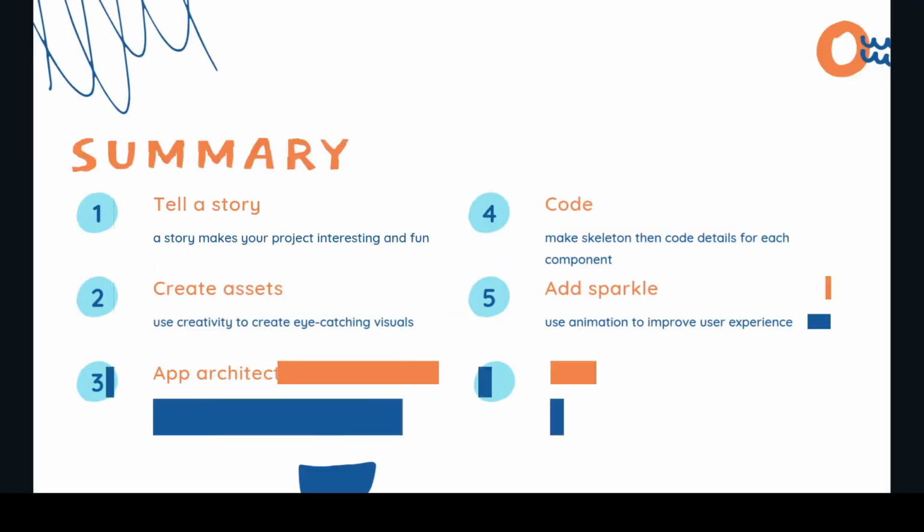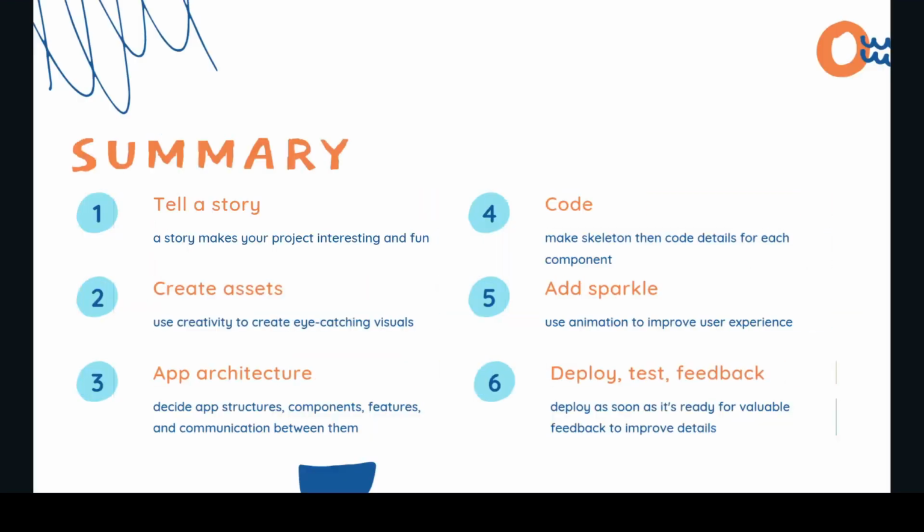In summary, to build a project, you can follow those steps. First, tell a story. Make sure you write a story that makes the project interesting and fun. Second, create assets. Use your creativity to create some eye-catching visuals to enrich your project. Third, app architecture. Decide the app structures, components, features, and how you plan to communicate between them. Fourth, code. Let's get down to the code.